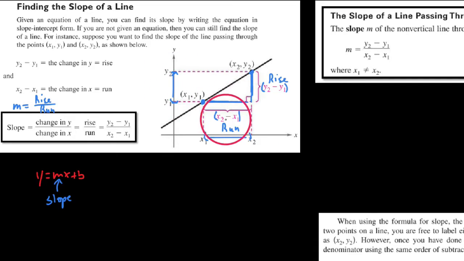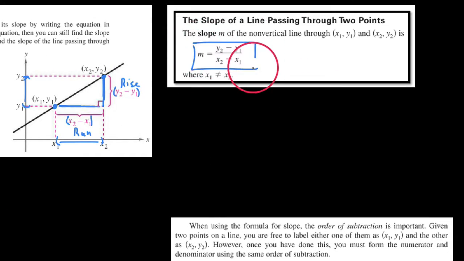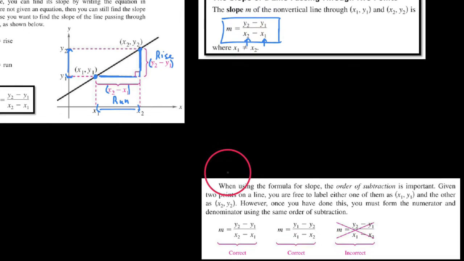And so this rise to run ratio, instead of rise over run, we often express as y2 minus y1 over x2 minus x1, or change in y over change in x. With this definition of slope, we are able to find basically the rate of change of any linear equation so long as the x values are different. Okay. So when using this formula, one thing to keep in mind is this. You'll notice it says y2 minus y1 over x2 minus x1. You're going to see that the order of subtraction really is kind of an important thing.